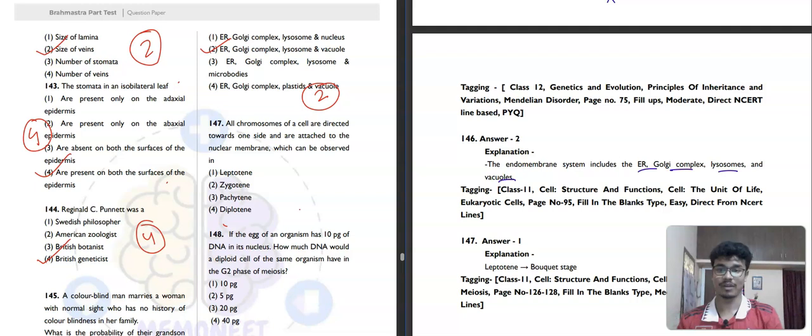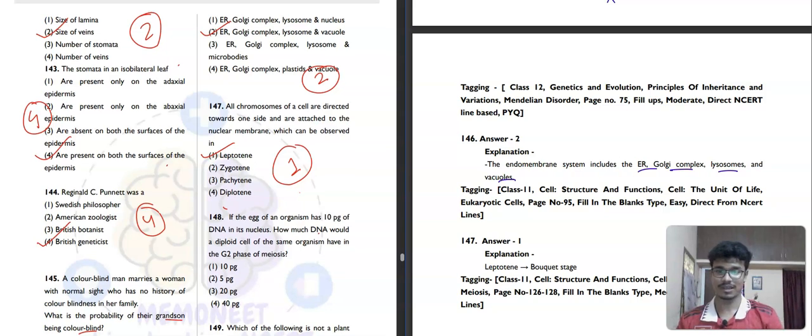Question number 147. It is saying that all chromosomes of a cell are directed towards one side and attached to the nuclear membrane, which can be observed in... I have a comb, I would have shown you how it looks. A kind of flower bouquet. Okay, bouquet stage. So this is called bouquet stage, leptotene. First option.